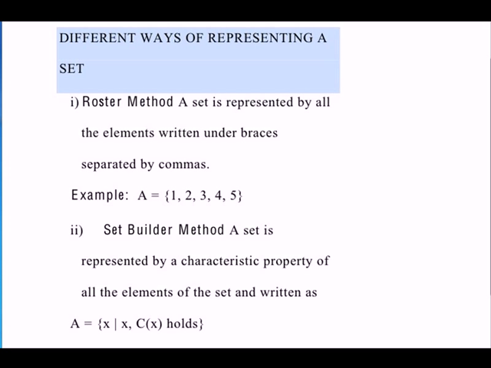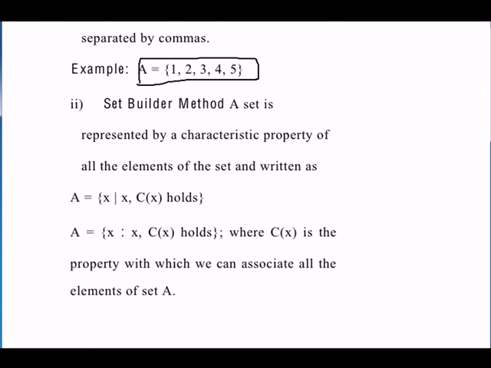There are different ways of representing a set. The first one is the roster method, which is basically: set A consists of 1, 2, 3, 4 and 5 elements. So that's quite a simple, straightforward definition, formally called the roster method.